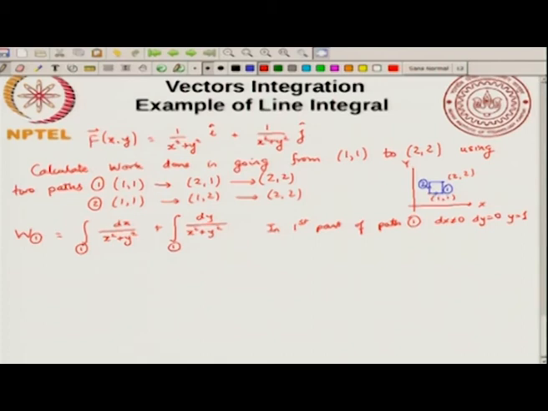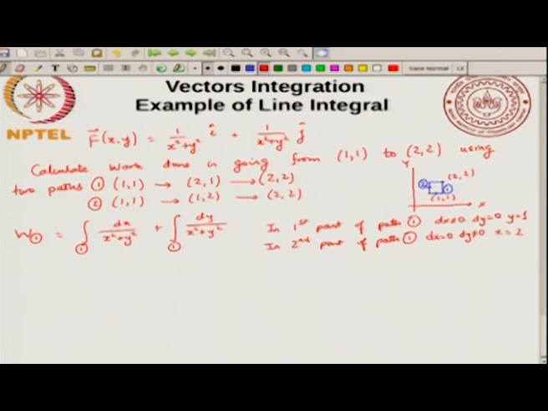Okay. In second part of path 1, dx equal to 0, dy not equal to 0 and x is fixed at 2. Okay. So along the entire second part of path 1 x is fixed at 2. Okay. So this is the information about the contour that you have to use in order to do this integral.